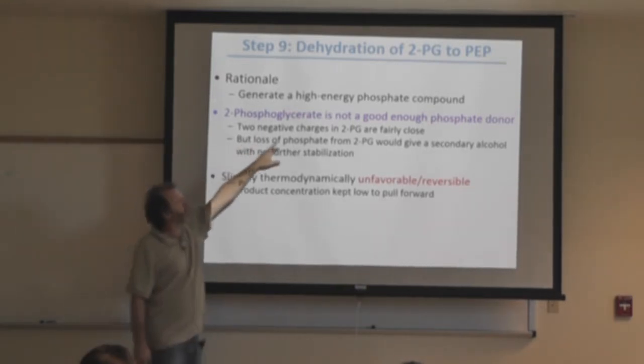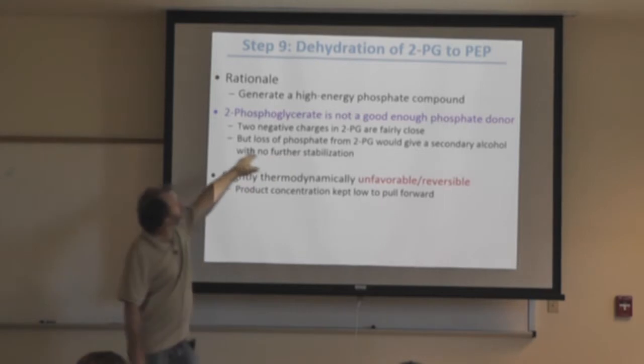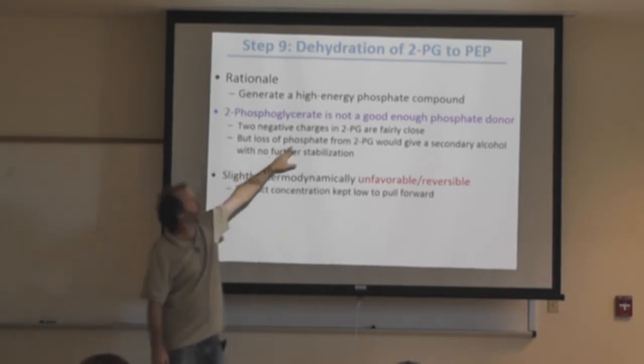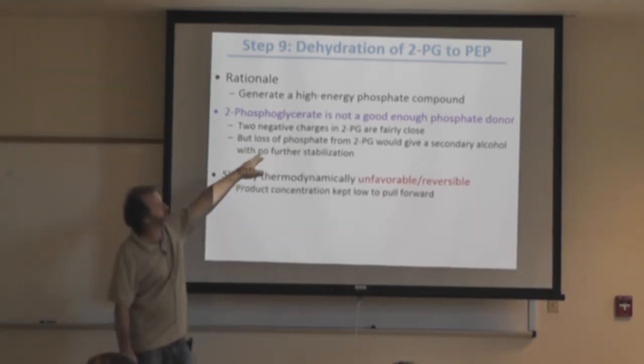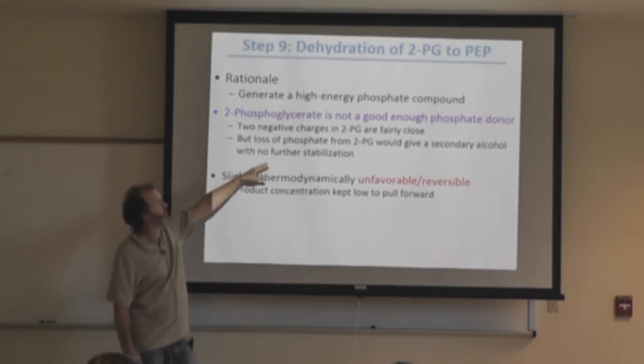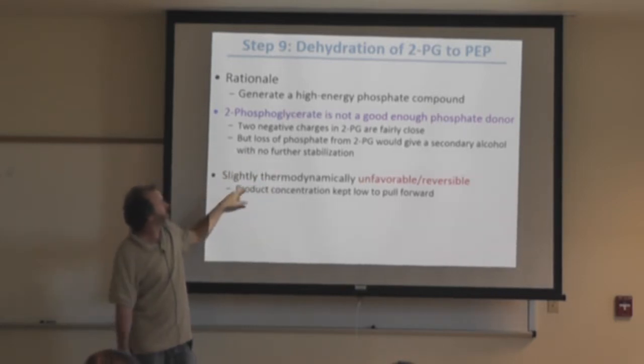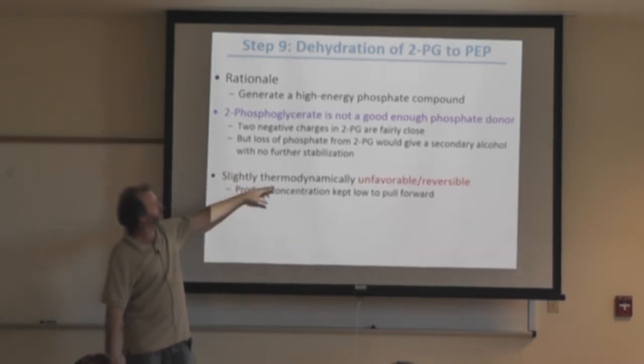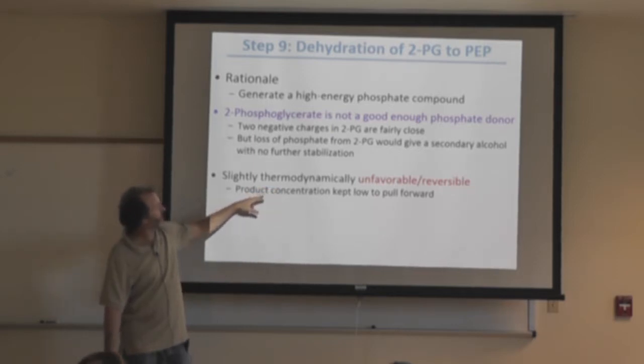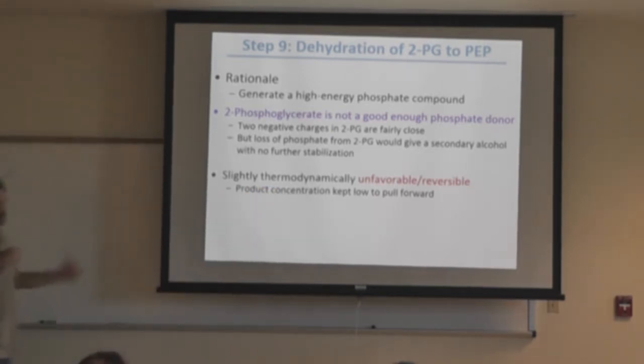But the 2 negative charges on 2-phosphoglycerate are fairly close, but loss of a phosphate from 2-phosphoglycerate would give a secondary alcohol with no further stabilization. So it's even slightly thermodynamically unfavorable. The product concentration is kept low to pull it forward, or in reverse for gluconeogenesis.